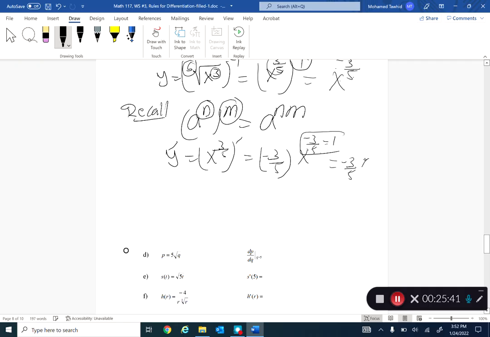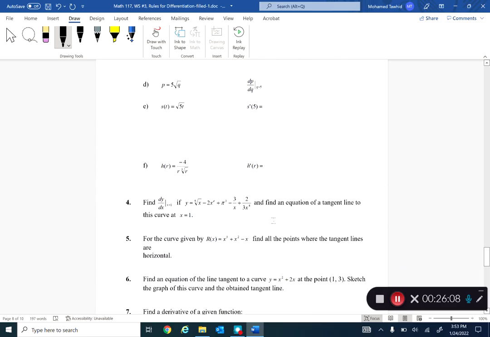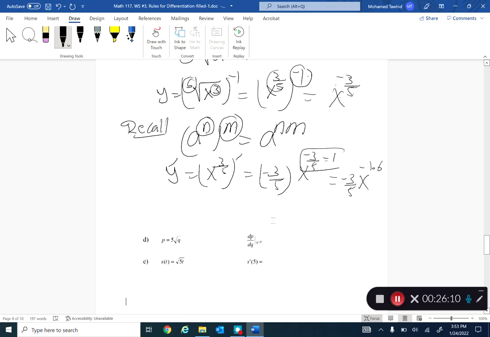You can use technology for this if you want. It will be just negative 1.6, if you want to use technology for this one. All right? So that is for x to the power negative 3 over 5. So now I need to solve more problems. Let me show you how to solve this one.